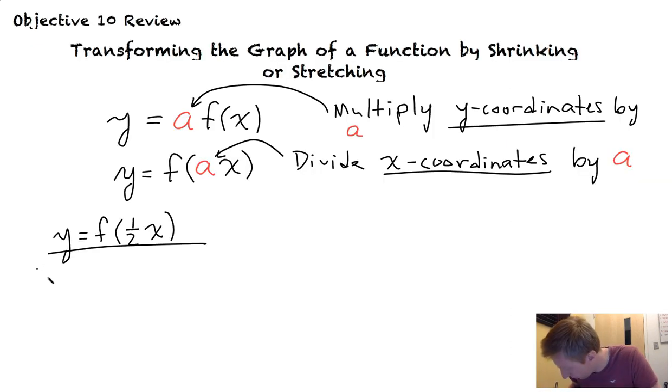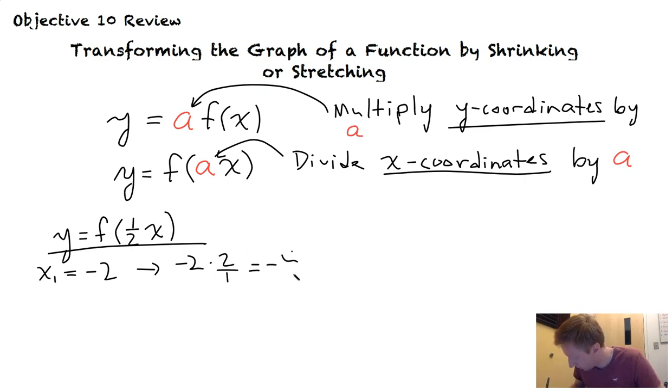So our first x-coordinate is -2. And we'll divide that by 1/2. So -2 divided by 1/2, which we'll multiply by the reciprocal. So we'll write that as -2 times 2 over 1 is equal to -4. So our first x-coordinate that we transform becomes -4.